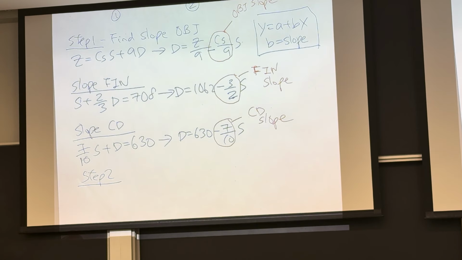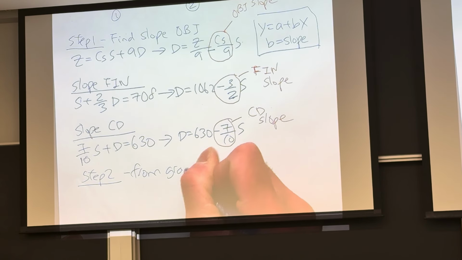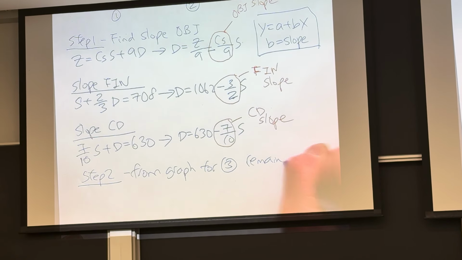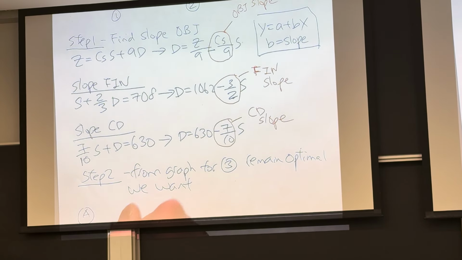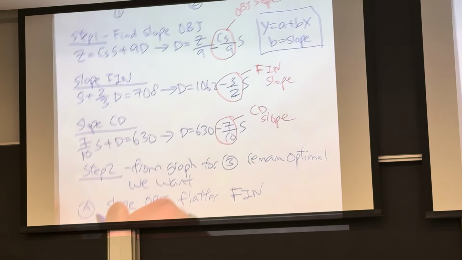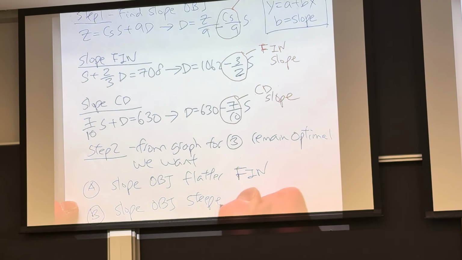Okay. Then step 2 is looking at the graph. For 3 to remain optimal, we want to be in that zone. So we want the slope of the objective to be flatter than the finishing line. And on the other hand, we want the slope of the objective to be steeper than the cut and die line.